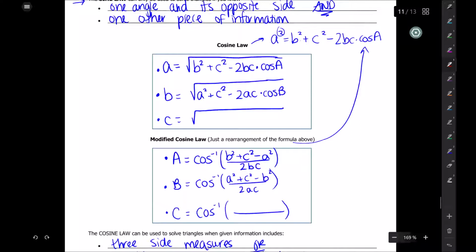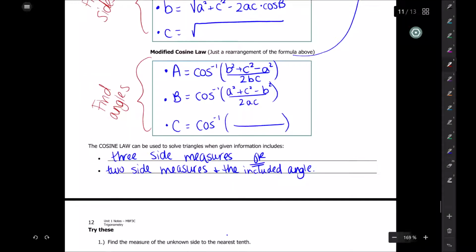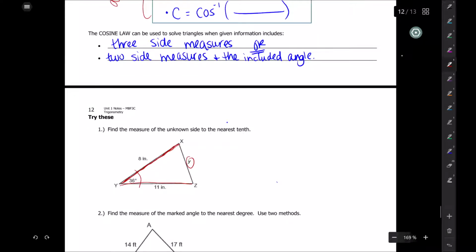I want you guys to look up here, and I want you guys to write down a note that this is going to be used to find sides, and this is going to be used to find angles, okay? So since we want to find sides, we're going to use this formula right here. So we know that the formula says A equals the square root of b squared plus c squared minus 2bc times the cosine of angle A, okay?